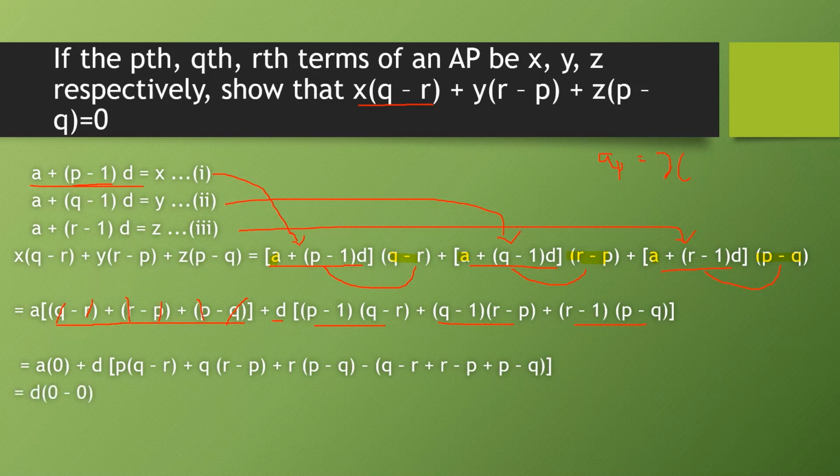So see, this PQ will cancel, this PR and this PR will cancel. So in short, all will cancel each other. Hence the answer comes out to be 0. Please try. If not, please ask. Okay. Next sum.